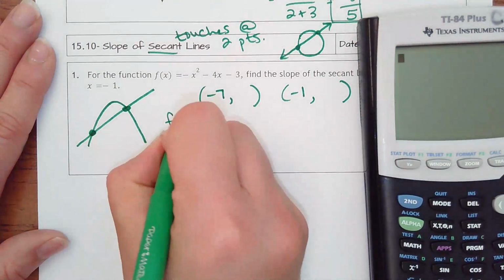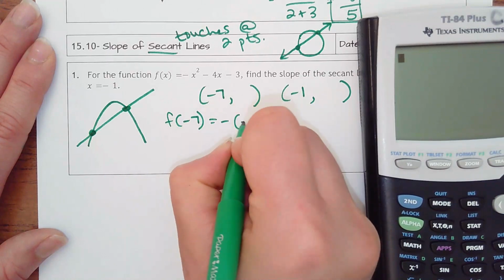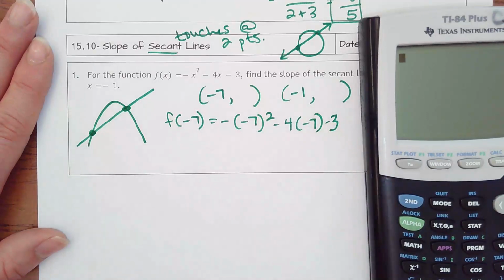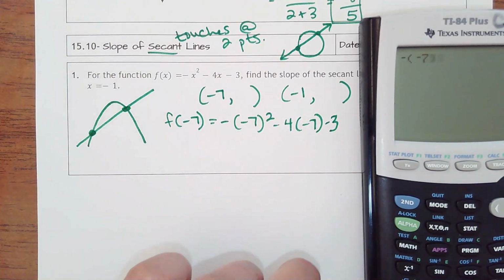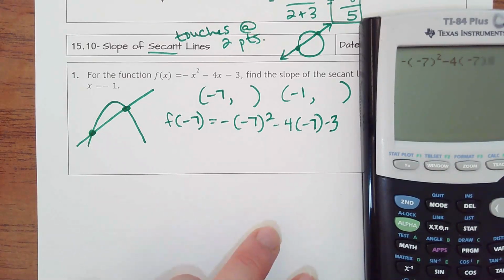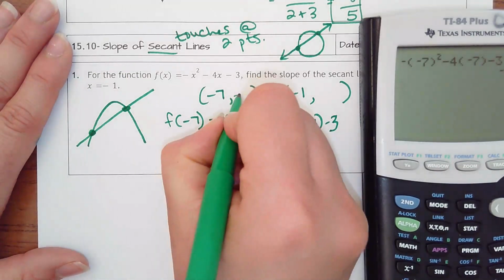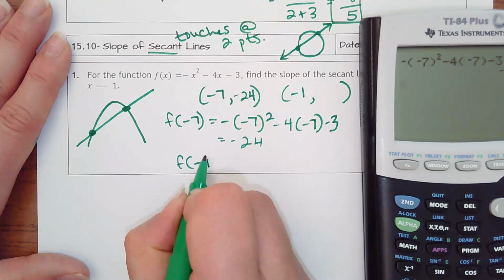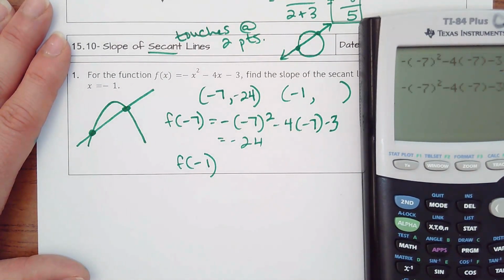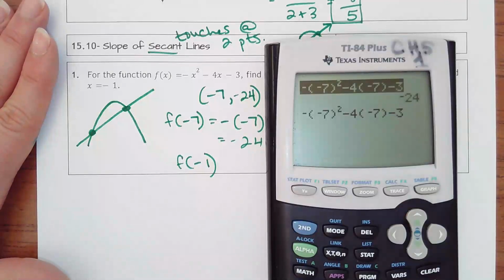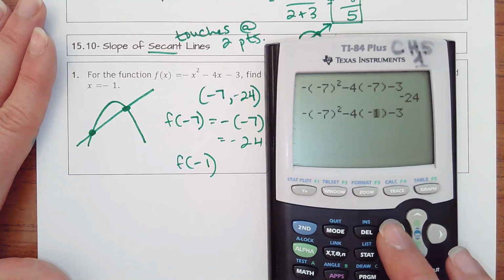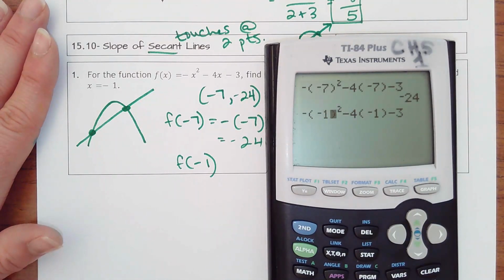So you would find f of -7, which is a negative of -7 squared, minus 4 times -7 minus 3. And I get -24. And then I would do the same thing for f of -1, and I can actually go back up here and steal this. Go up there and I just hit enter, and it will select it. And then I'm going to change out all my -7s and make them be -1s. And that's 0.